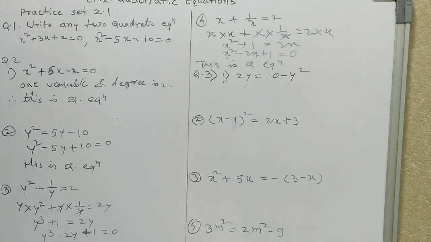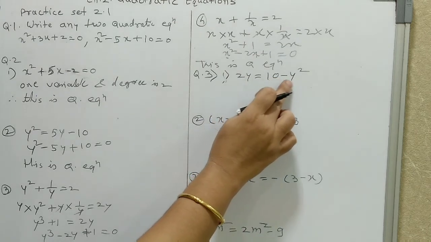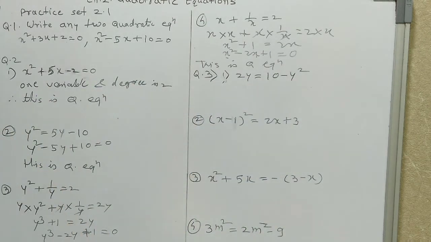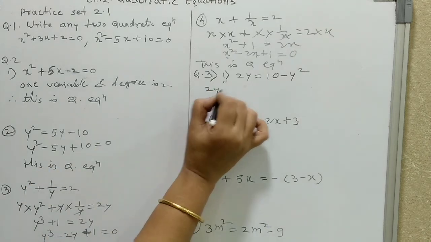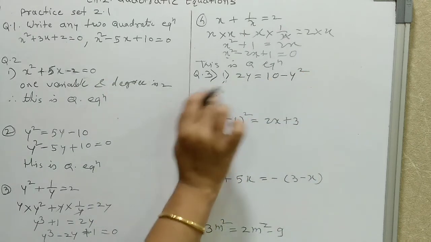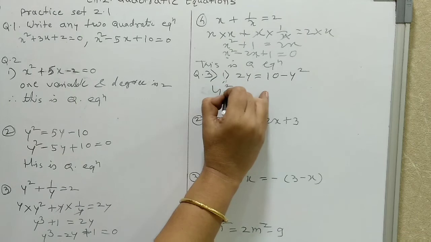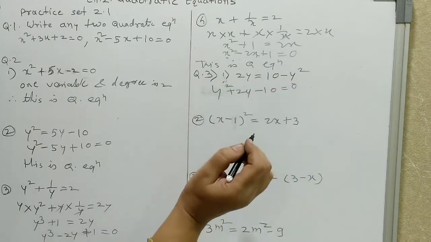Okay. Now we see the next question. Question number 3. Write the following equations in the form ax square plus bx plus c equal to 0 and write the values of a, b, c for each equation. See the first equation. 2y equal to 10 minus y square. So we write in the standard form. So first we bring y square to this side. So we write here y square plus 2y minus 10 equal to 0. This is the standard form.